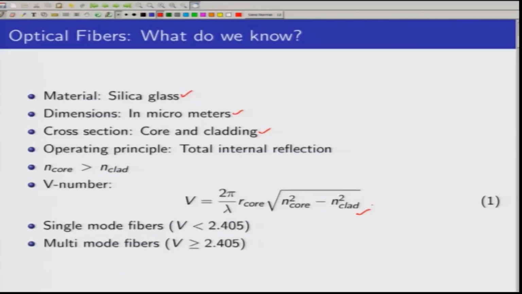These optical fibers are classified into two types, single mode fibers and multi mode fibers. If the V number of the fiber is less than 2.405, it is called a single mode fiber. If it is greater than 2.405, it is called a multi mode fiber. But what exactly are these modes? How do they look?